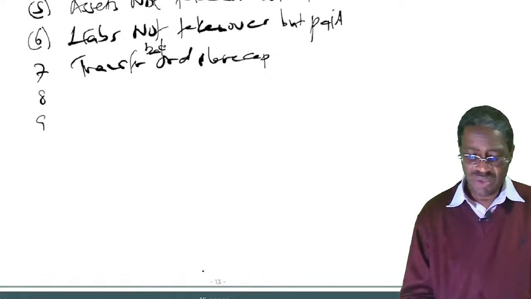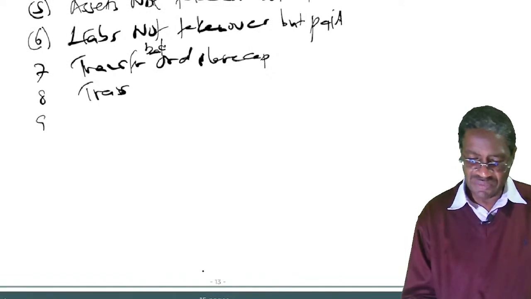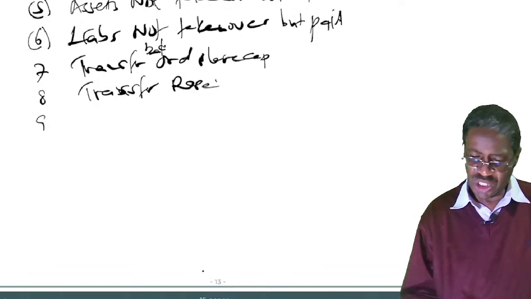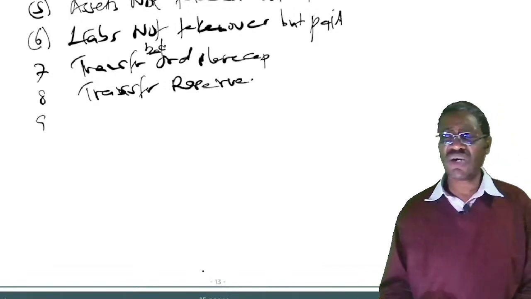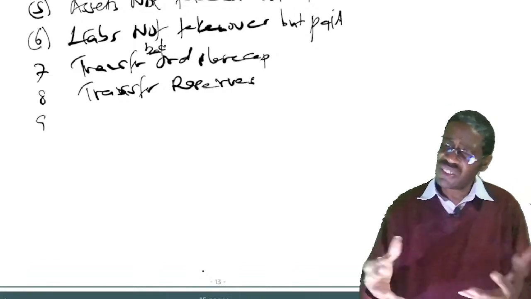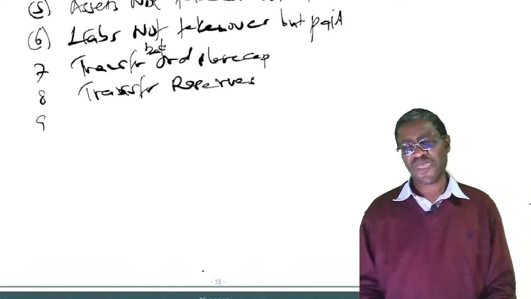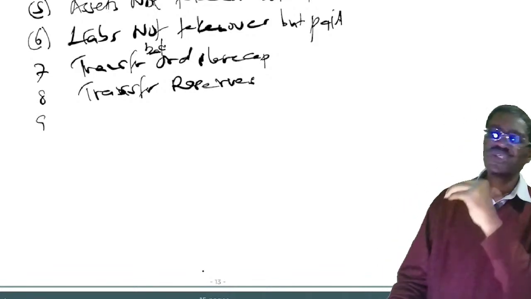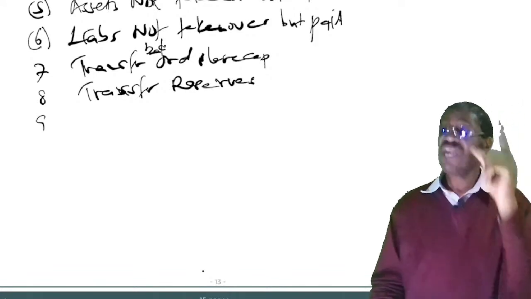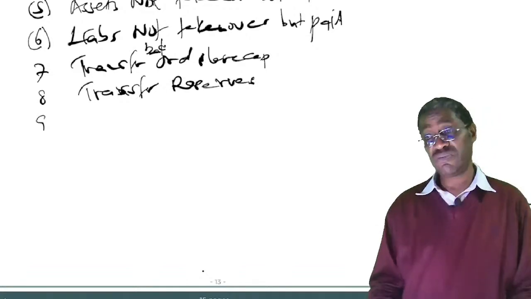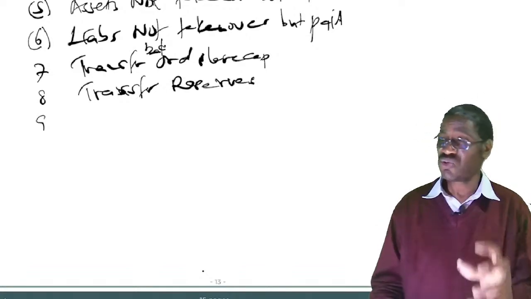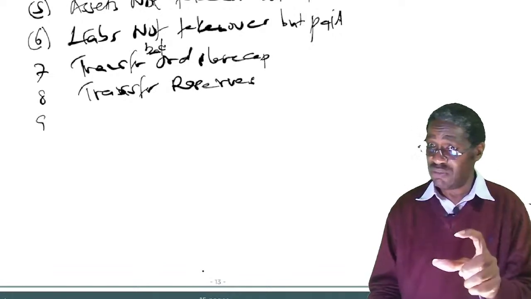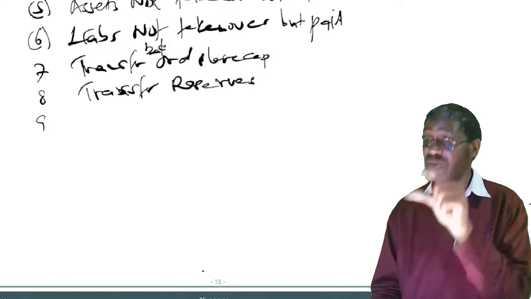Number 8, we said, you now transfer reserves. You transfer reserves to the ordinary shareholders. Reserves are also things that belong to the shareholders. Whether it's a positive reserve or a negative reserve, we said it doesn't matter. If it's a positive reserve like share premium, it's something that belongs to the shareholders. How do you transfer it? You debit share premium, because a reserve like share premium is a credit balance.